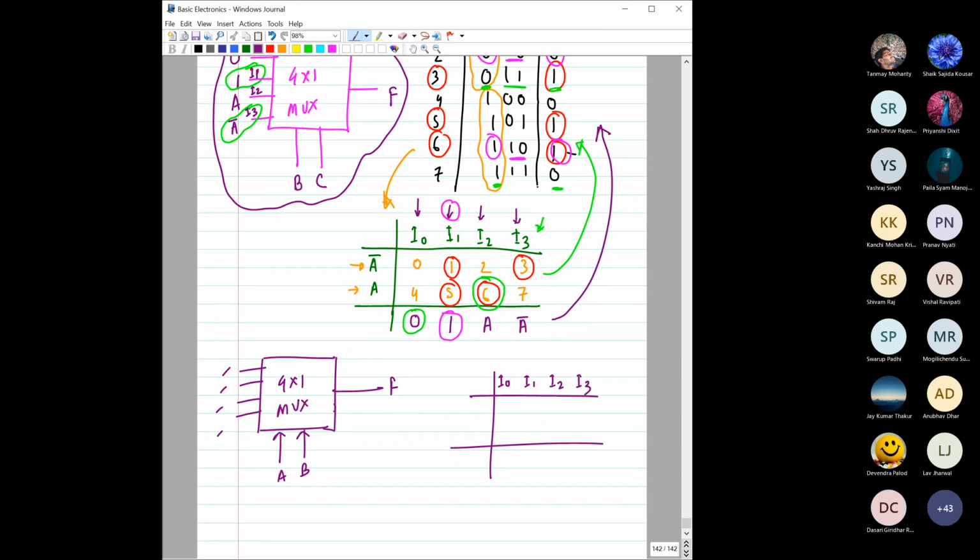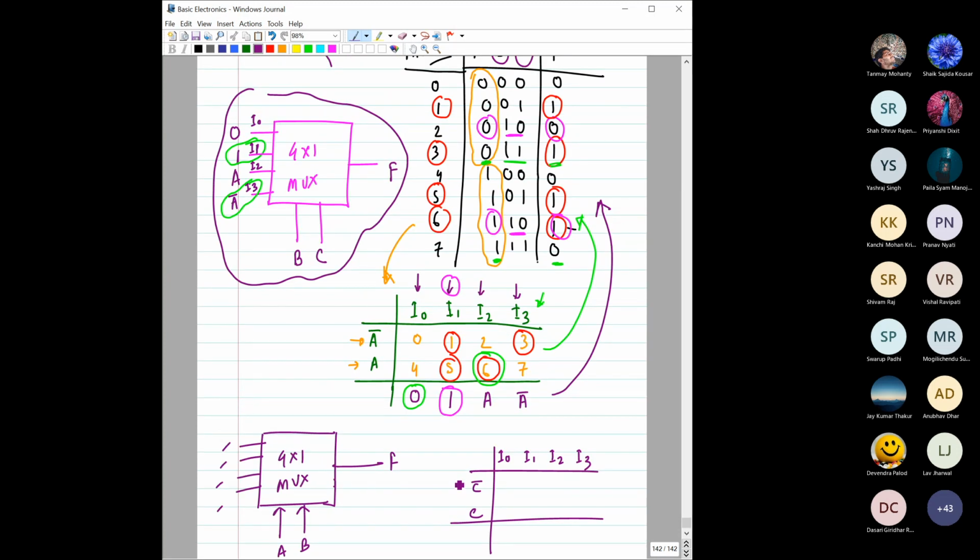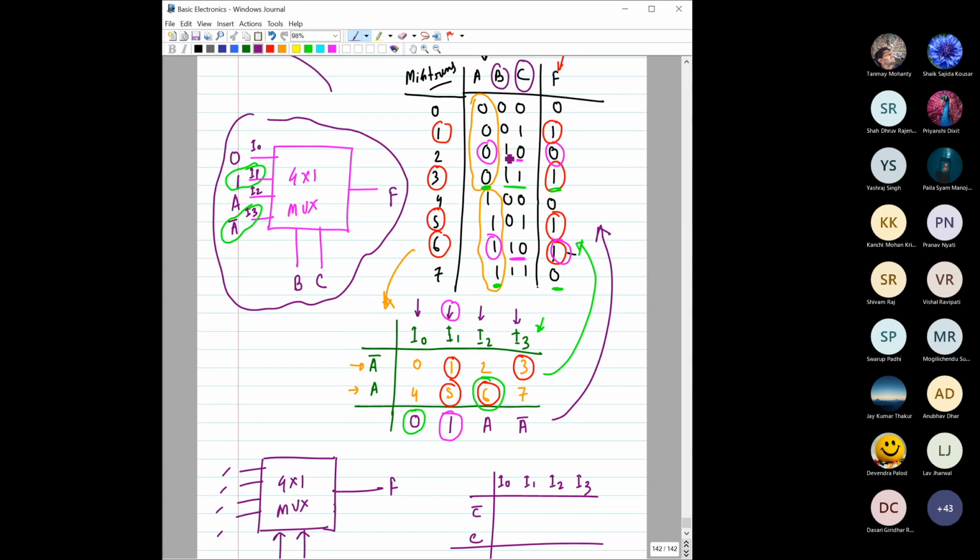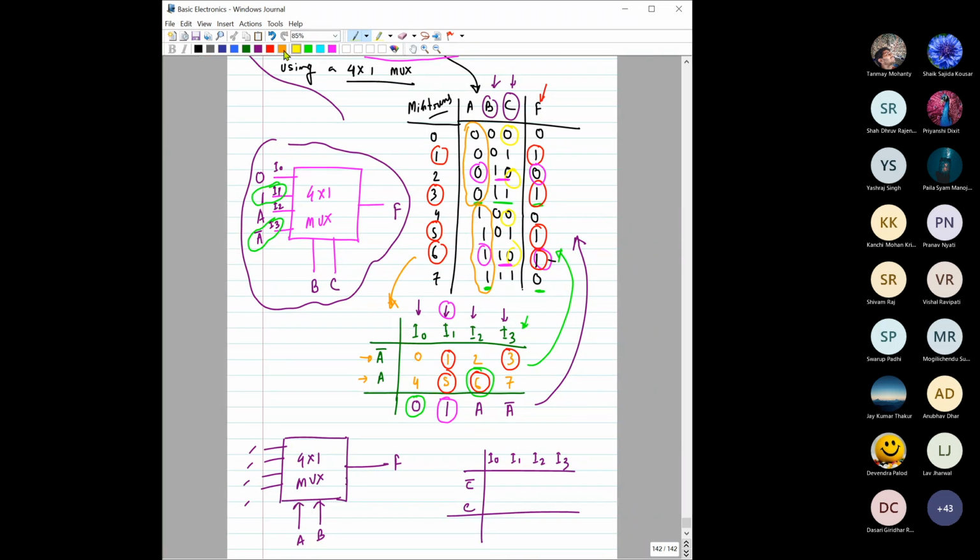So here the inputs are C bar, I0 will be C. So you have to find where the C value is 0. You can see the C value for every alternate case is 0 here, 0 here, 0 here, 0 here. That means 1, 3, 5, and 7. So it will become 1, 3, 5, and 7.